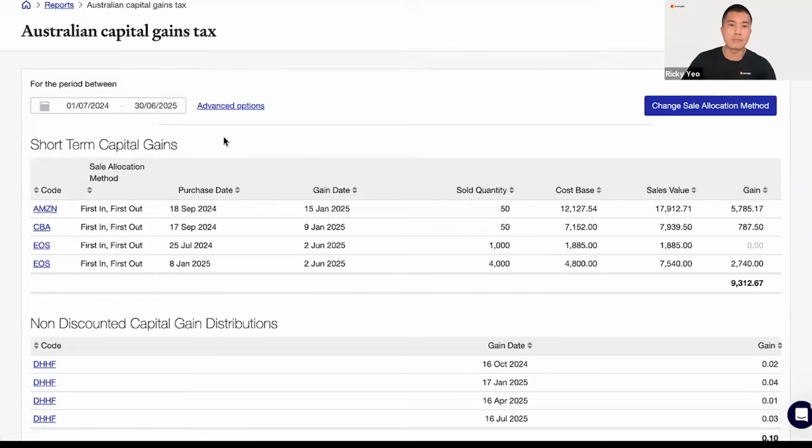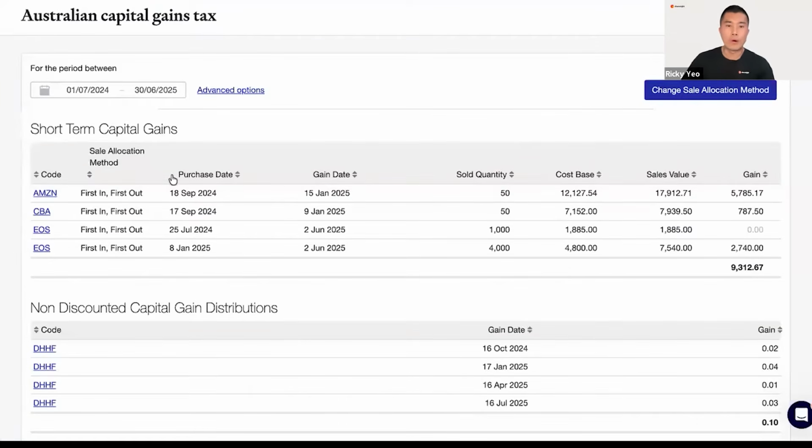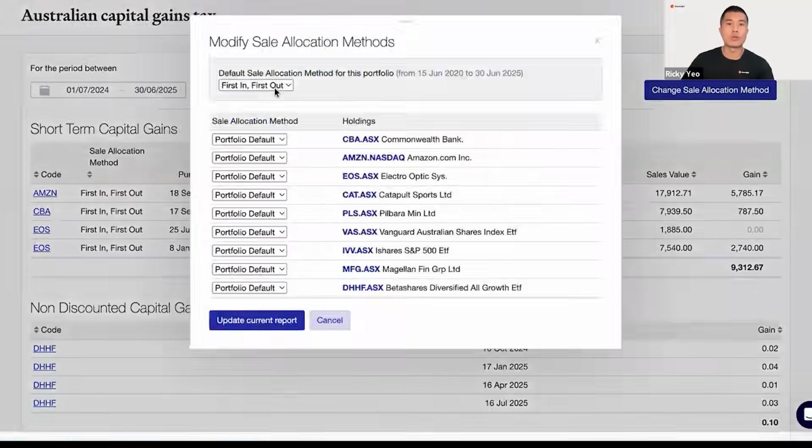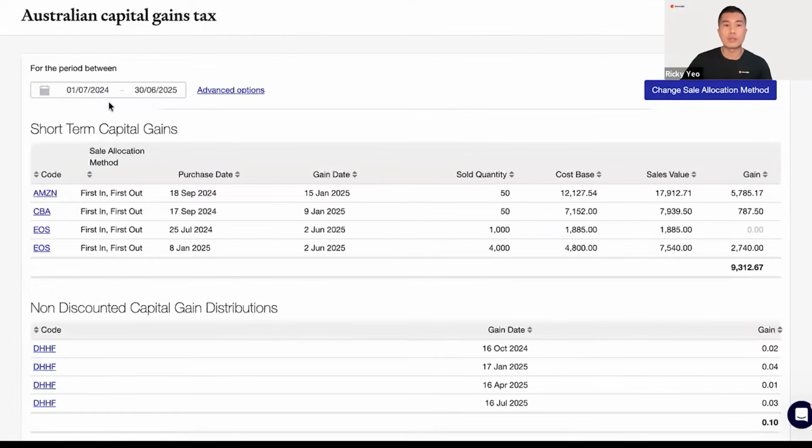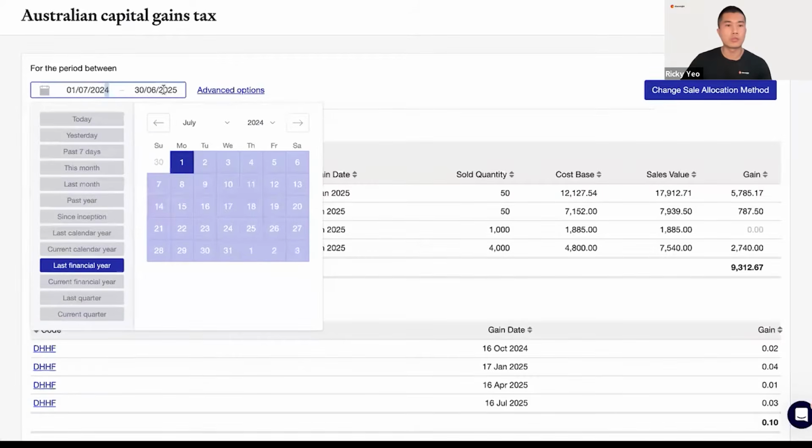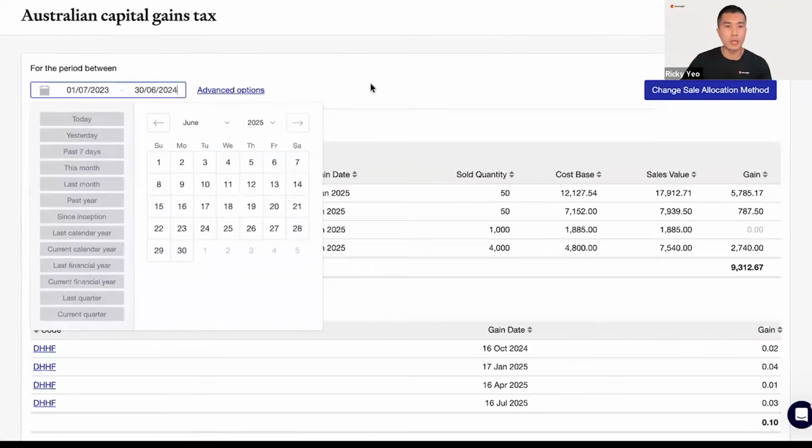If you're just using the same allocation method, it doesn't really matter and you don't need to log your report. But if you do change your sell allocation method from one financial year to the other, you have to make sure you log your report. I'll give you an example. Let's say we go back to the 2024 financial year again.